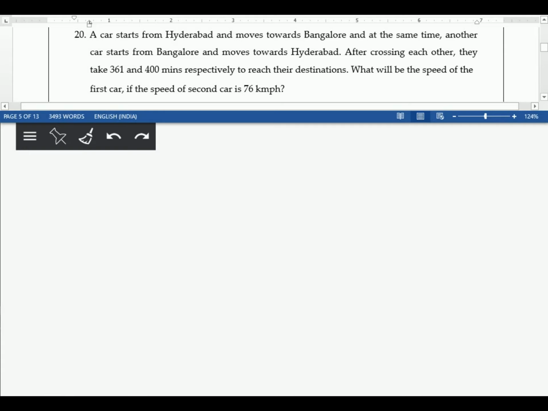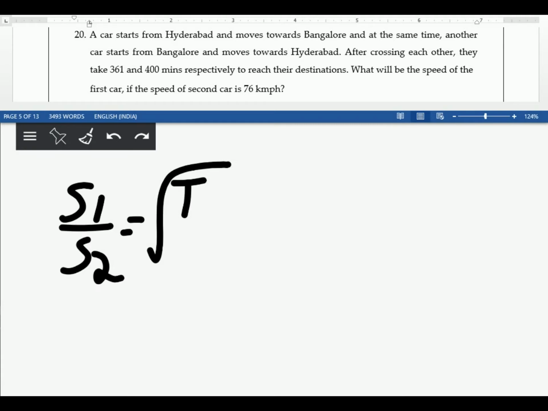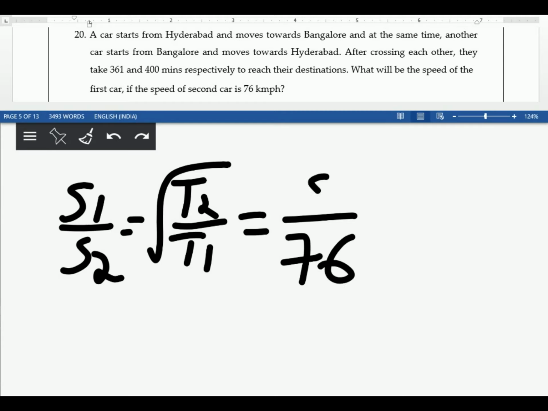A car starts from Hyderabad and moves towards Bangalore, and at the same time another car starts from Bangalore and moves towards Hyderabad. After crossing each other, they take 361 and 400 minutes respectively to reach their destinations. What will be the speed of the first car if the speed of the second car is 76 kilometers per hour? Same as the previous one. S1 by S2 is equal to square root of T2 by T1. Here the given speed is S2, and we need to calculate S1.